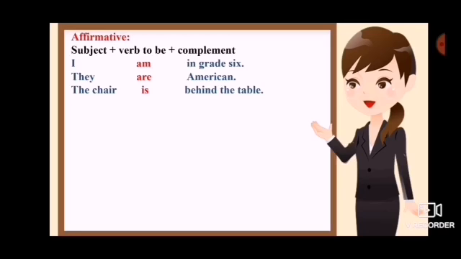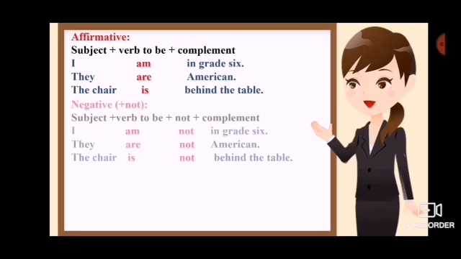I am in grade 6. In the second example, they are American. Are is the suitable verb to be that they takes. They are American because they is plural, so we say they are. The chair is behind the table. The chair is a singular noun, so it takes is.